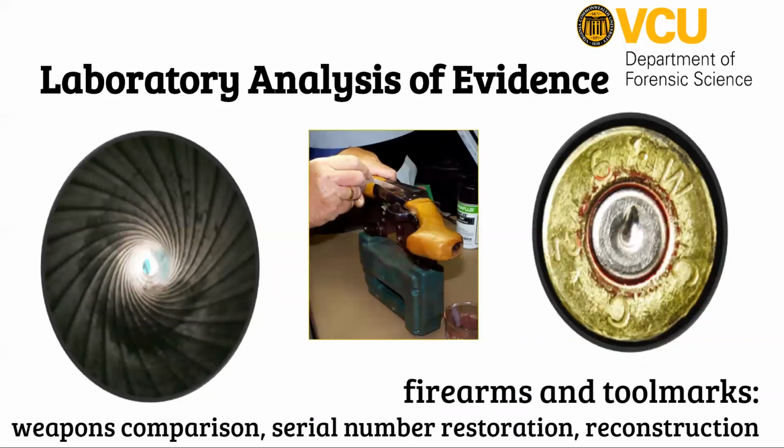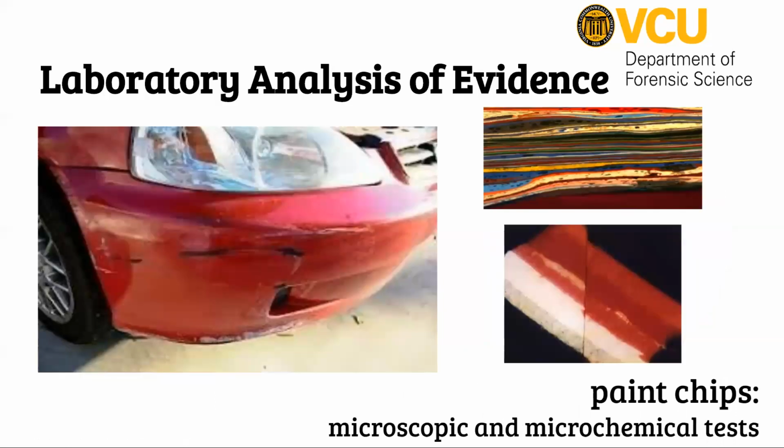Another category of forensic evidence includes firearms and tool marks. So this could include having a bullet and attempting to determine which weapon it came from. Or perhaps an individual attempted to obliterate a serial number. So there are steps that can be taken to attempt to restore that serial number. And we will also engage in some crime scene reconstruction activities.